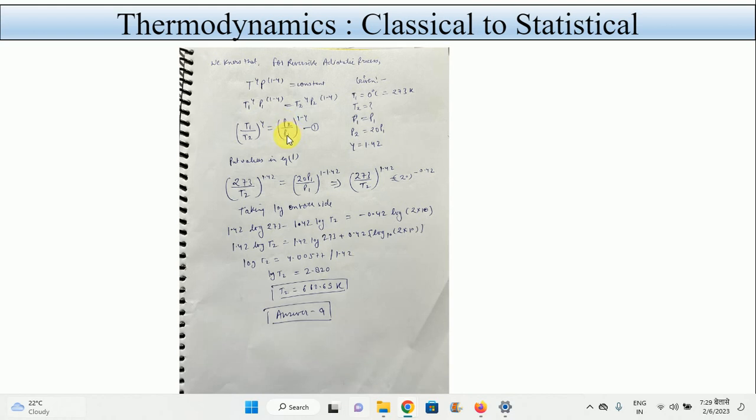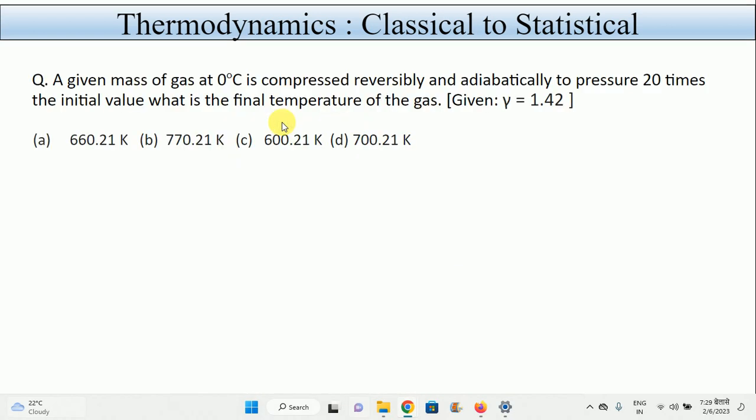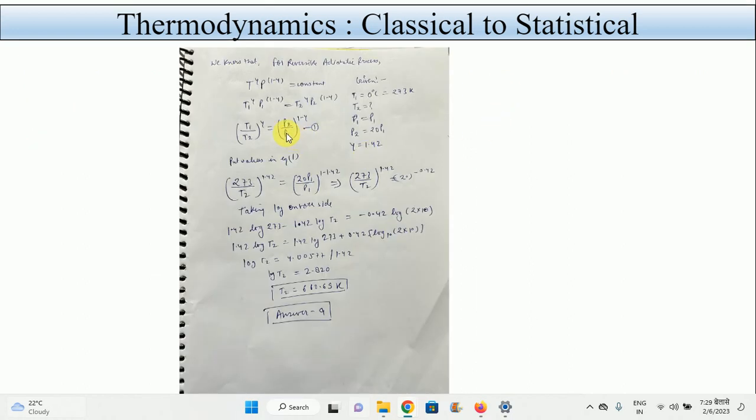Pressure 1, let's say it is P1, then pressure 2 will be 20 P1, as the pressure is 20 times the initial value. So if P1 is P, then P2 will be 20P. This P1 will cancel out with that P1, and 1 minus gamma is 1 minus 1.42. By solving this and taking logarithm on both sides, we can solve and get the temperature. The answer is A.